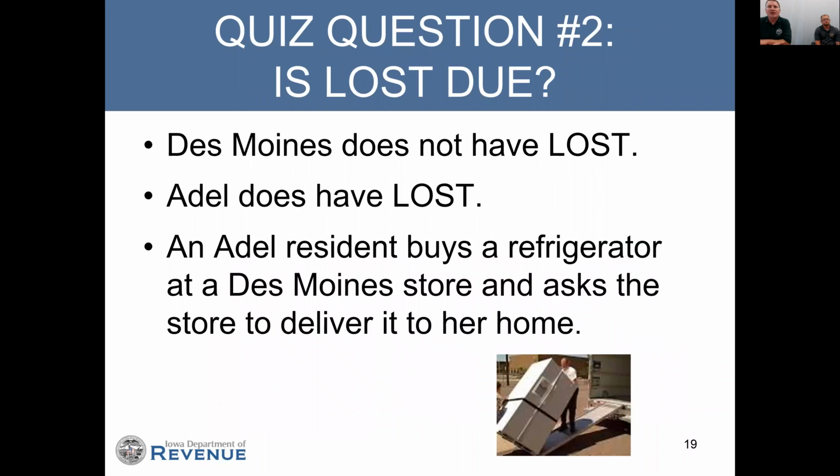Question number 2, is the LOST due? And again, this just reiterates what we were talking about here. Des Moines does not have the LOST. Adel does have the LOST. If an Adel resident buys a refrigerator at a Des Moines store and asks the store to deliver it to her home, does the LOST apply in this situation? Well, in this case, it's going to be yes, because delivery is occurring in Adel, so LOST will apply.